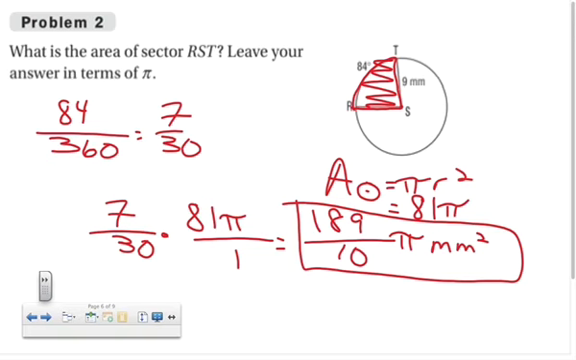And if you were doing this as a proportion, what you would have is 7 over 30. Here, let me show you. You would have 7 over 30 equal to x over 81 pi. You get the same answer in the end. Okay?